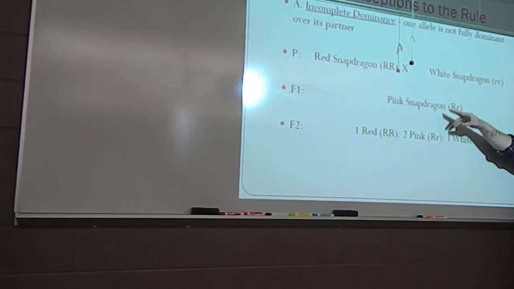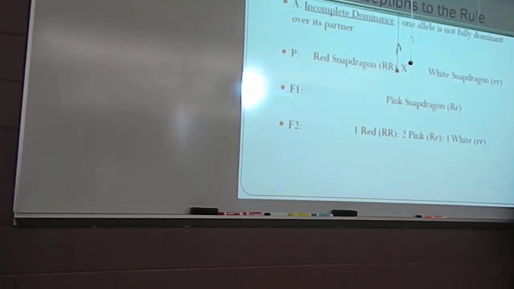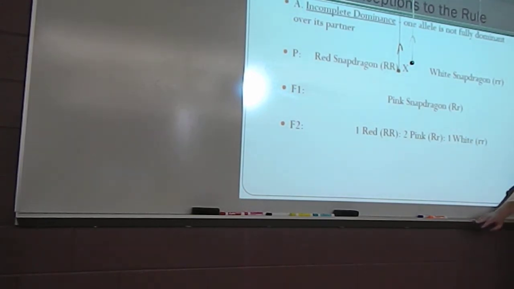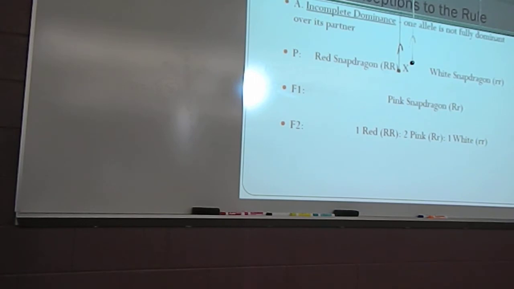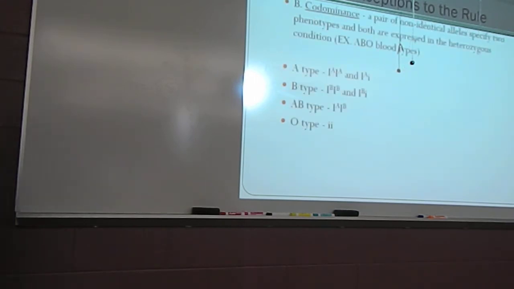So when you take two pinks and you cross-fertilize them, you'll get one red, two pink, and one white, instead of three that are red. Okay? So this is called incomplete dominance. When in heterozygous condition, the dominant allele does not always hide or mask the recessive allele, so there's sort of a mixture of them. Okay? Any questions about incomplete dominance? That one's pretty easy to think about.